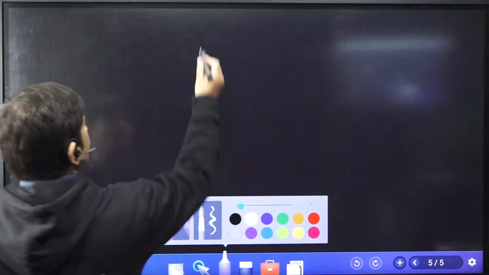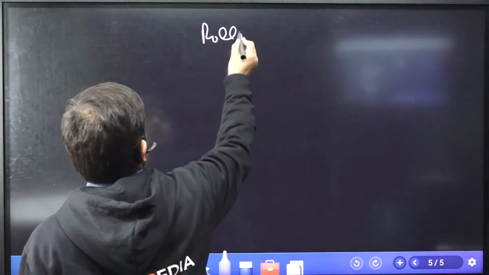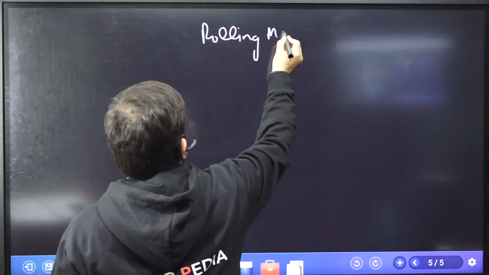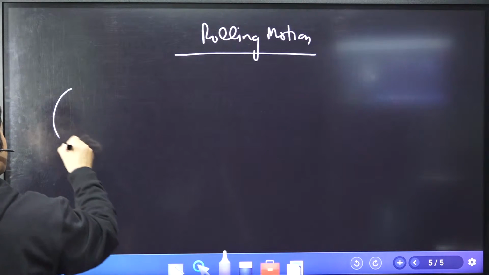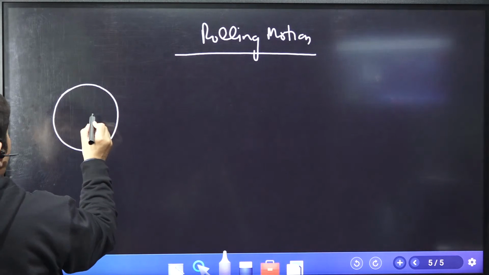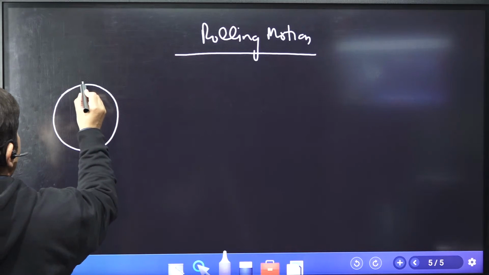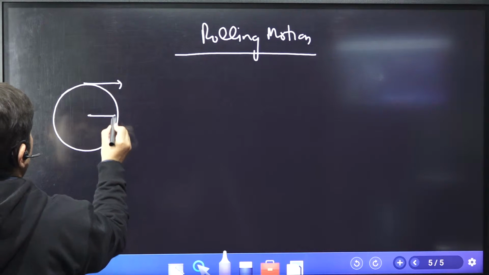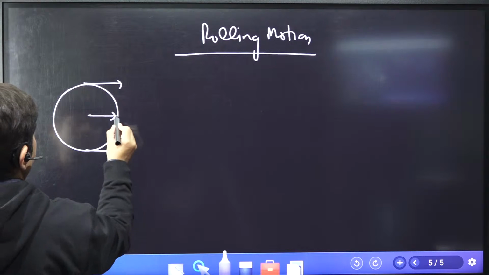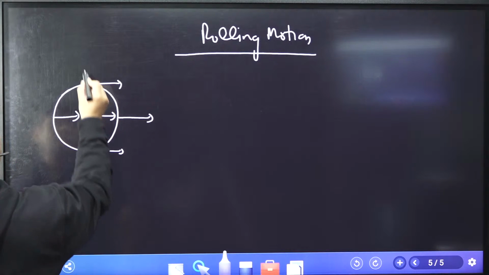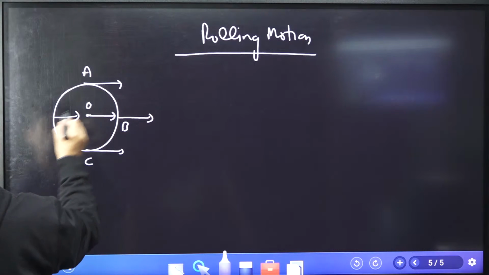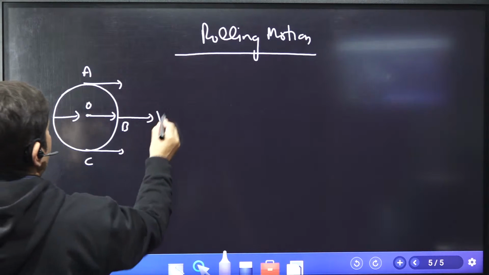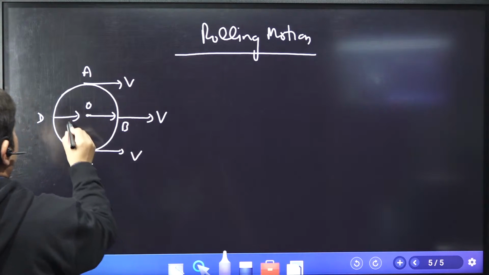So what is the meaning of rolling motion? Let me tell you that also. What is the meaning of rolling motion? Which body is said to be rolling? You see this now. I can divide rolling motion into two parts. Let's say A, let's say B, let's say C, let's say center as O, let's say D. This entire body is moving forward with velocity v.